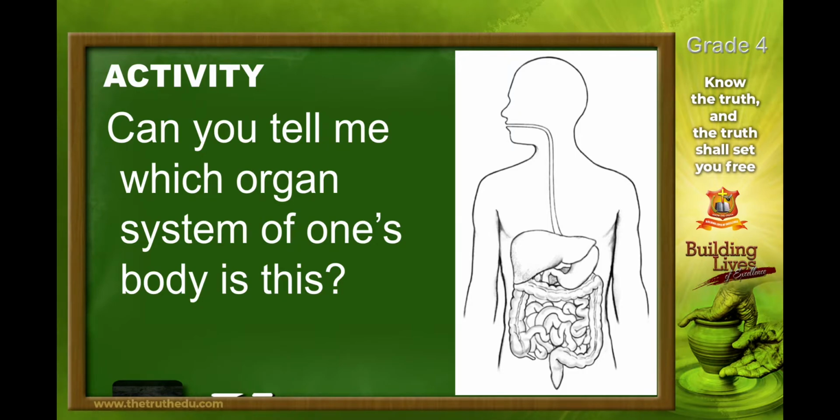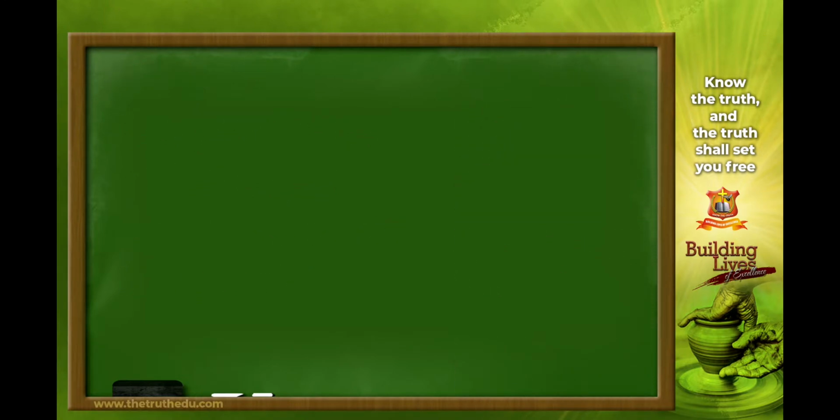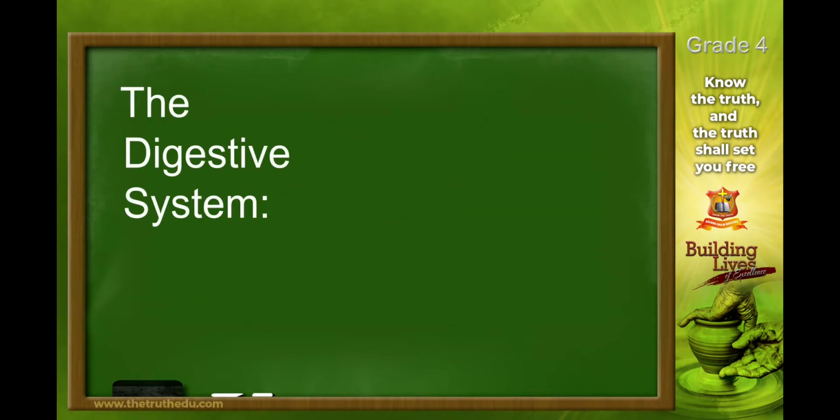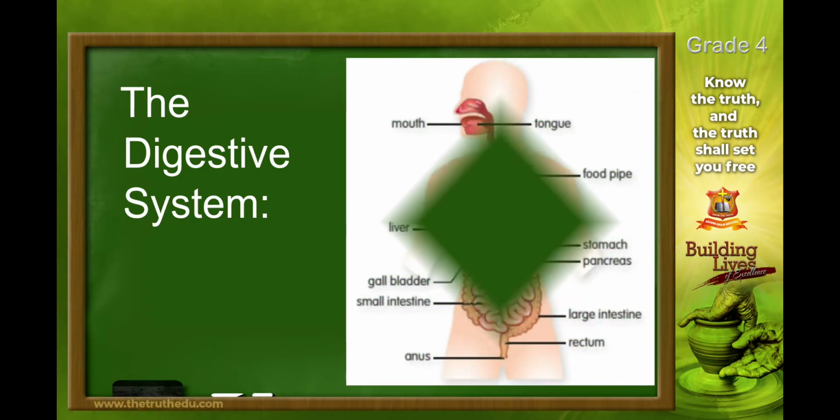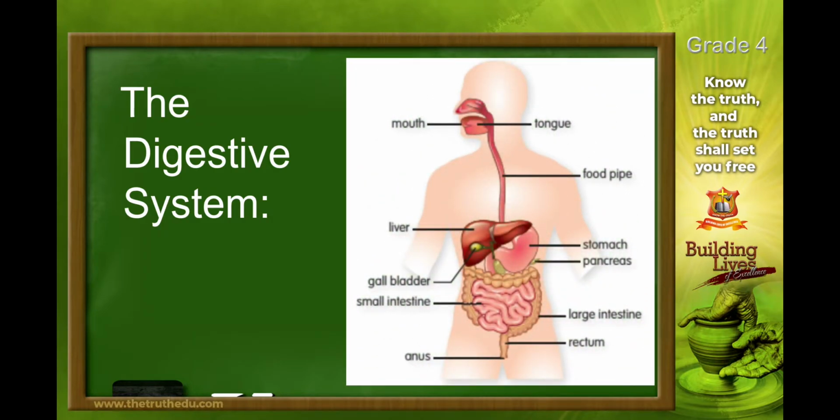Is this the circulatory system? Is this the digestive system? Is this the nervous system? What kind of organ system is this? Yes, you're right. The digestive system. This is the digestive system.